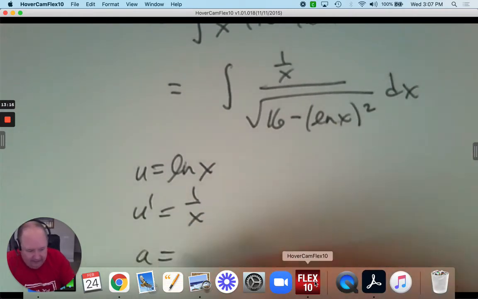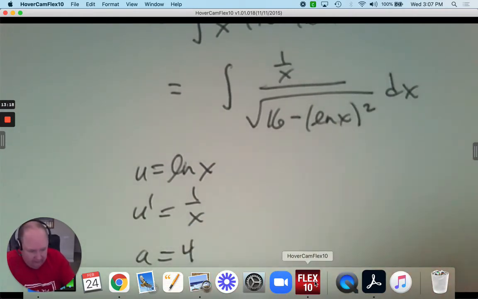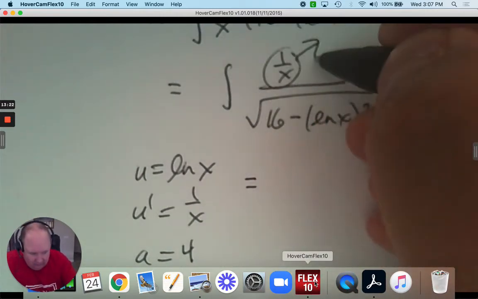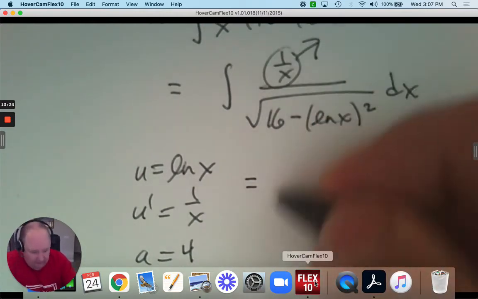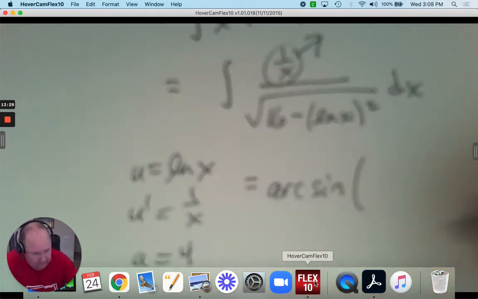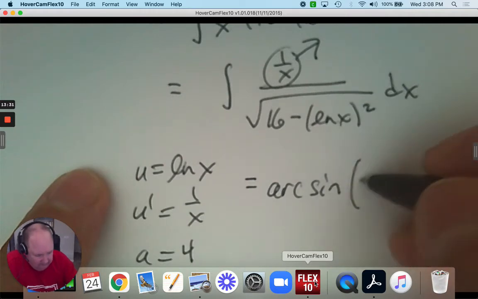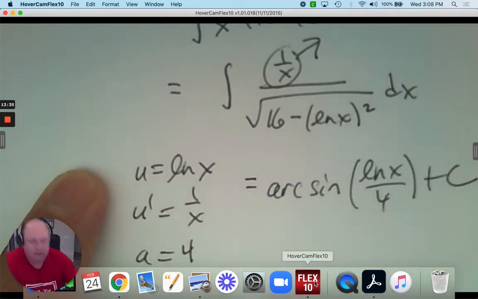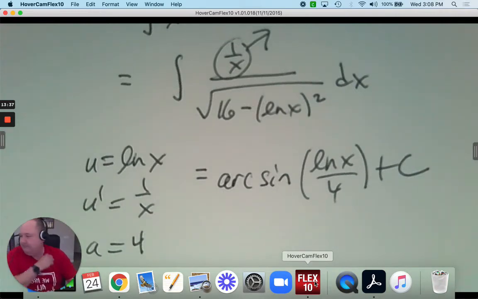And then a is the square root of 16. So all of it is working. I don't need to add anything. I can unhook this. This is arcsine, so I can write down arcsine, and then inside is u over a, and then don't forget the constant or the candy.